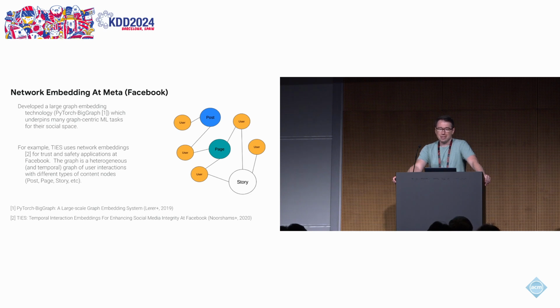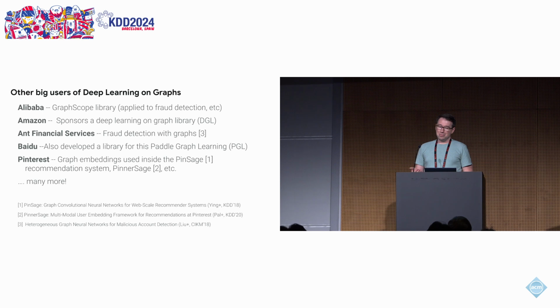You see a lot of applications like this at Google. I think any company that has this kind of user interaction pattern is now using embeddings. A few other ones that don't have as many publications out, but we know that Amazon's using GDL. They have a big group that does graph stuff. Alibaba similarly has the library. There are some interesting references on fraud detection at Ant Financial Services, Baidu. Pinterest is really big on graph neural networks.